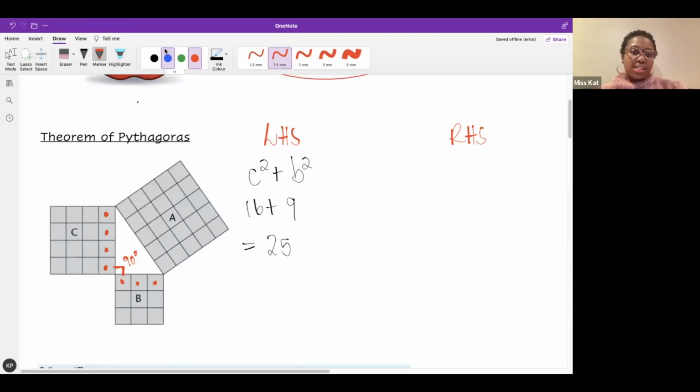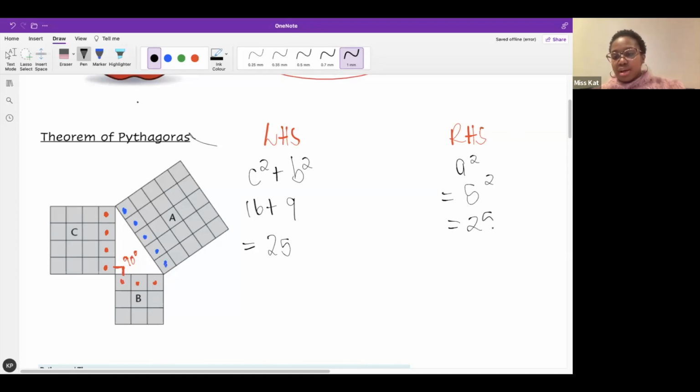Now let's look at the longest side. The longest side is A, and it has 1, 2, 3, 4, 5. That's the length, right? So A squared, and how much is that? Squared, remember, not times 2. Squared, so it's 5 squared, which is 25. Is the left-hand side equal to the right-hand side? Yes, it is. So this is what he figured out.